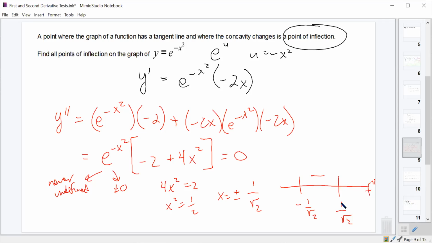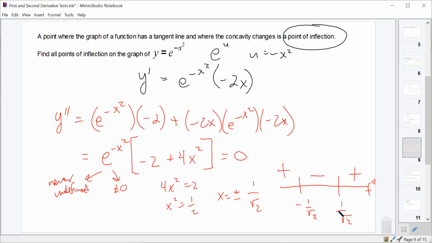So we're going to be concave down in between. And then something more than 1 over root 2, like 1,000, this e to the negative x squared is still positive. Negative 2 plus 4 times 1,000 squared, definitely positive. And then something less than negative 1 over root 2, like negative 1,000, is going to give me positive times another positive. So we're going to be concave up. And so how many points of inflection do we have? 2. Yep, should have 2, one at negative 1 over root 2 and the other at positive 1 over root 2.